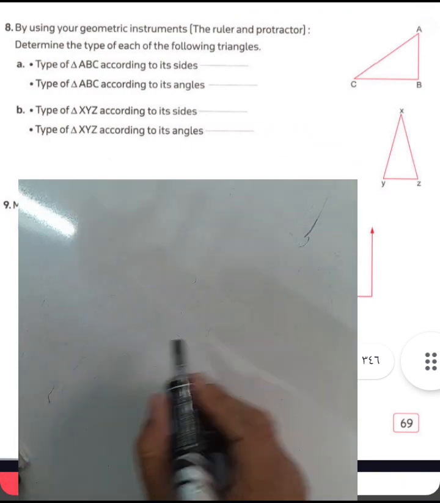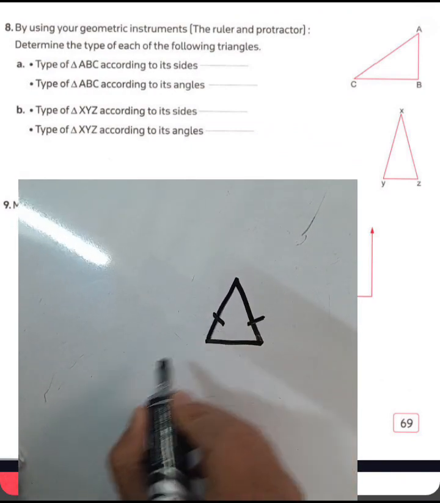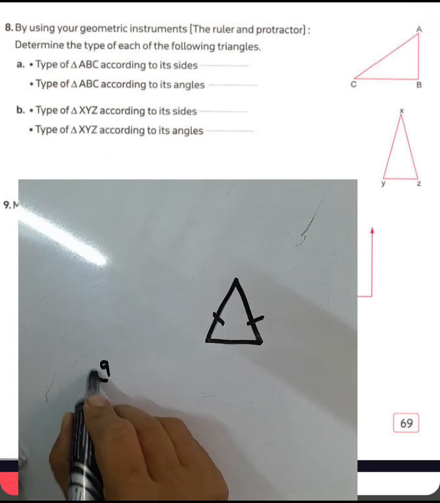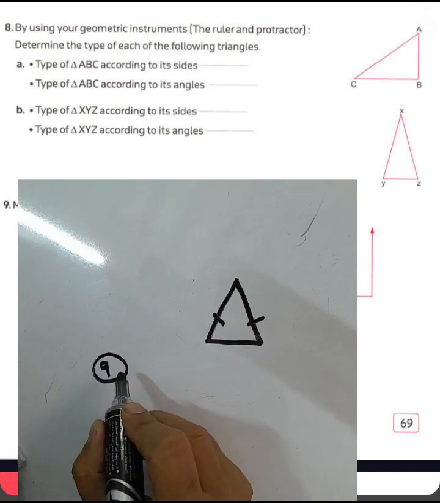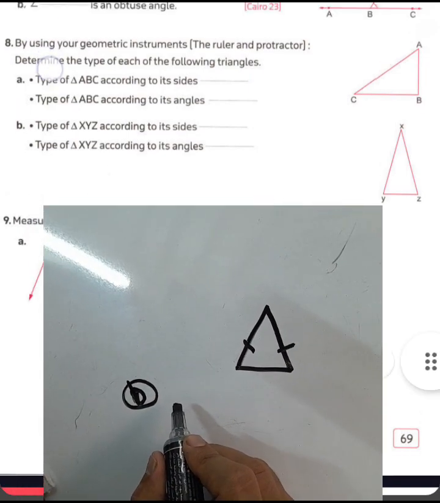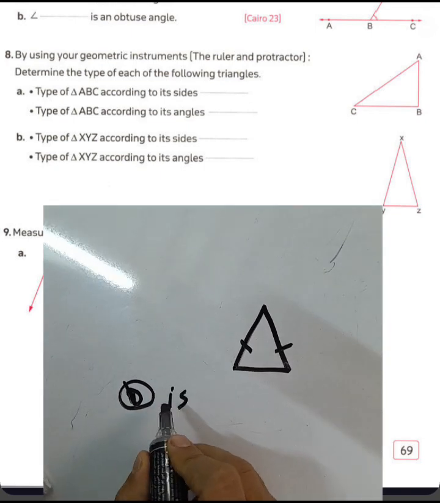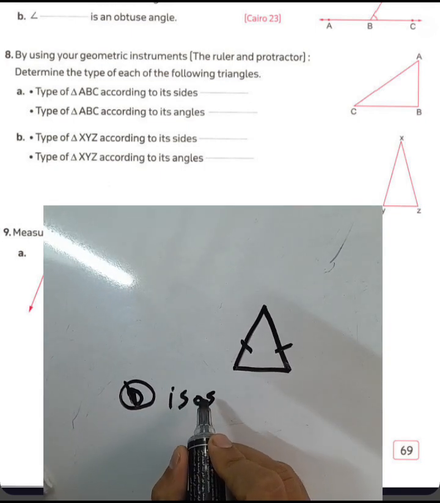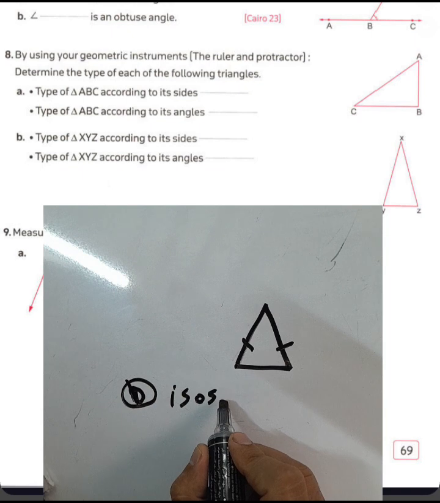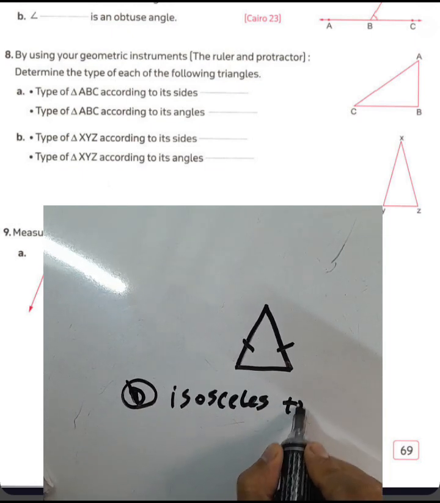The type of this triangle will be isosceles. We have two sides of equal length. Question number 9, or it was letter B. This triangle here is isosceles because we have two sides of equal length. We call that isosceles. Isosceles triangle.